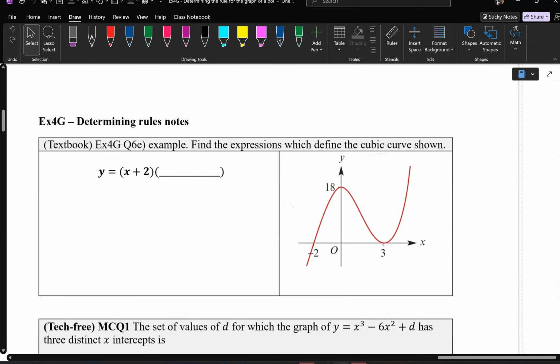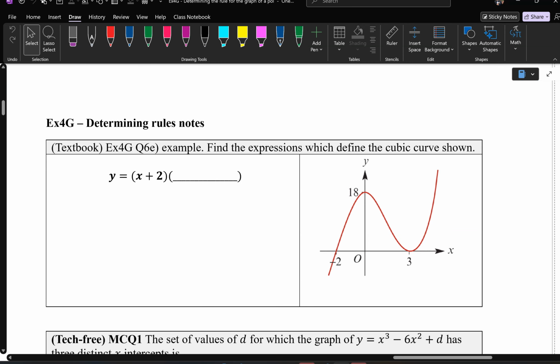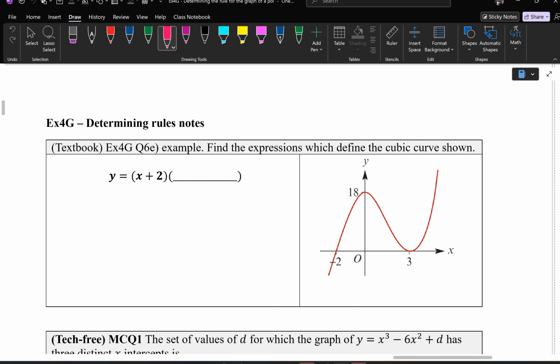Exercise 4G. Let's see what you need to know. So 4G is determining rules, very similar to transformations and everything beforehand. Let's see what you remember from our last session. Last session, I talked about even functions and odd functions. Remember I gave you an x to the power of 7 graph, and I said, can you predict what it looks like? Well, here's a graph.